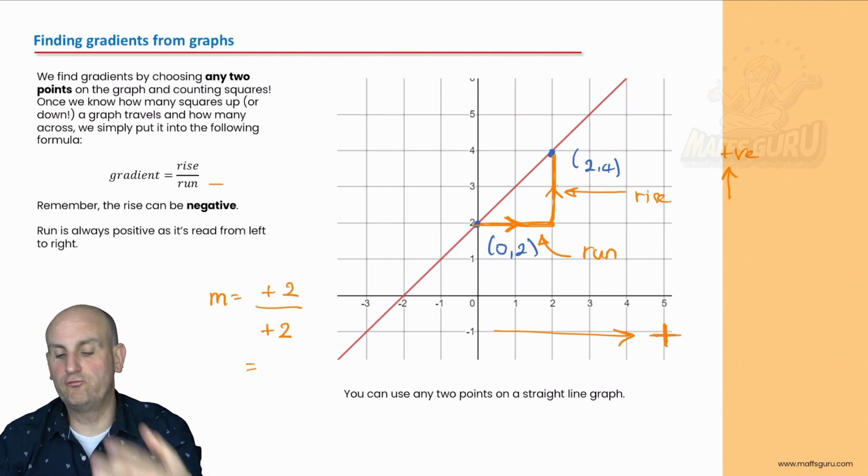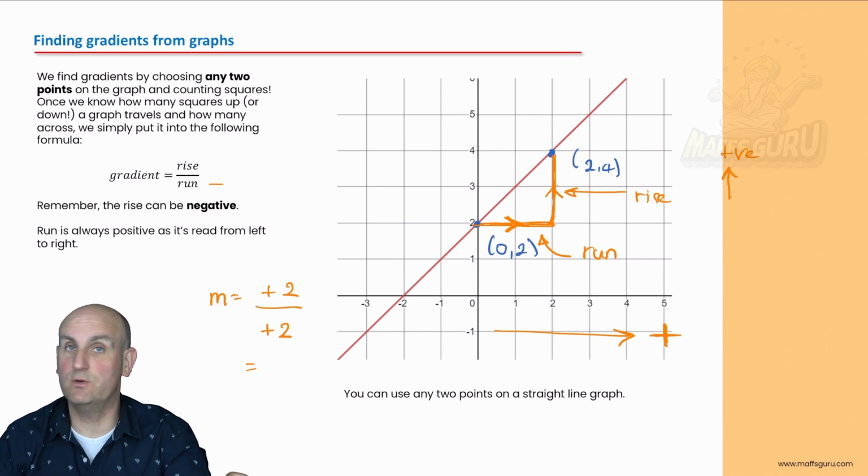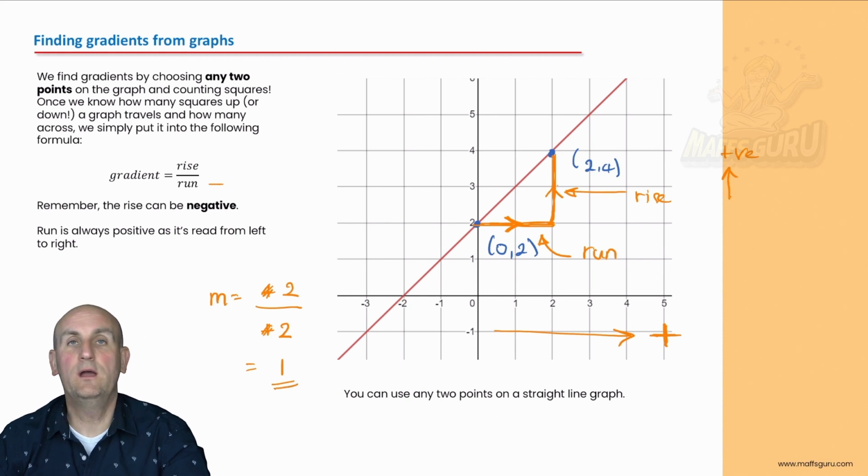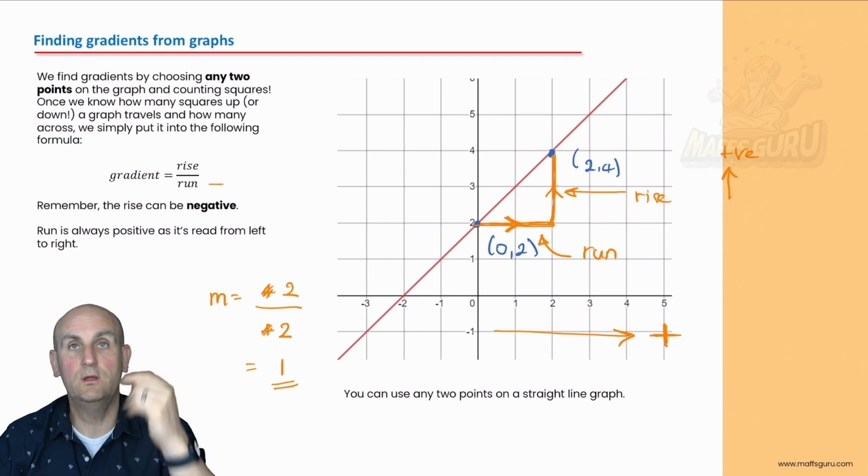Now, going back to those rules we've had in previous parts of maths, a positive and a positive, and a negative and a negative, what do we know? They are a positive. So they effectively do not now need to be written. And I know what 2 divided by 2 is. It is 1. And so actually, I can now say the gradient of that line is equal to 1.